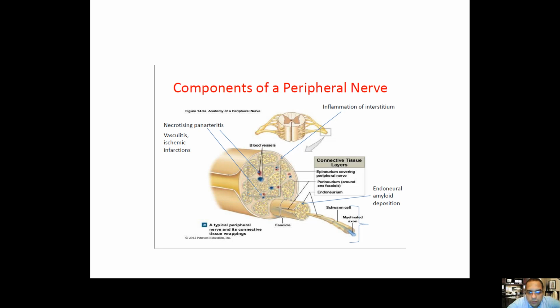There are other pathophysiologic mechanisms that are not shown in this diagram. For example, diabetic neuropathy happens through different pathophysiologic mechanisms. One of them is vasculitis, and one of them is direct toxicity to the neurons by sorbitol, advanced glycation end products, and other toxic substances produced through diabetic toxicity.